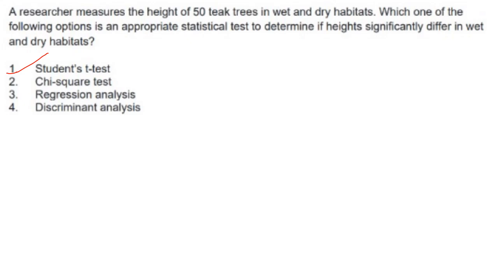Then next one. A researcher measures the height of 50 teak trees in wet and dry habitats. Which one of the following options is an appropriate statistical test to determine if heights significantly differ in wet and dry habitat? It is the Student's t-test. Answer is option 1. So that's it.